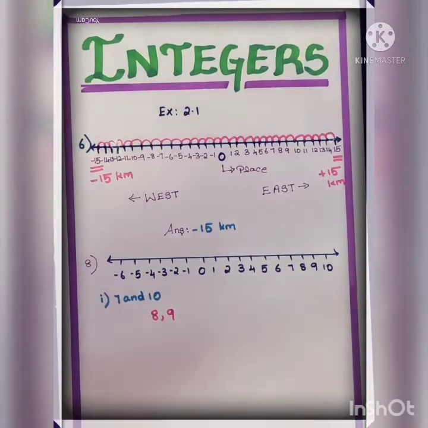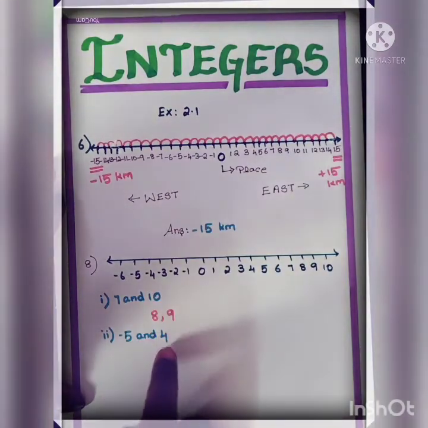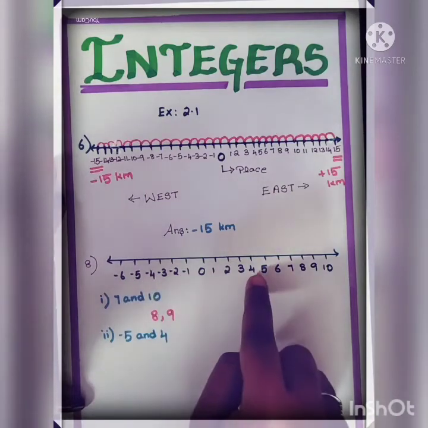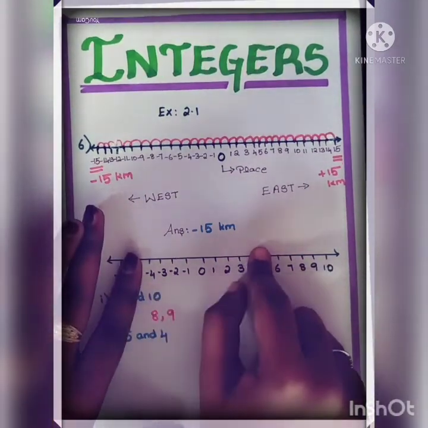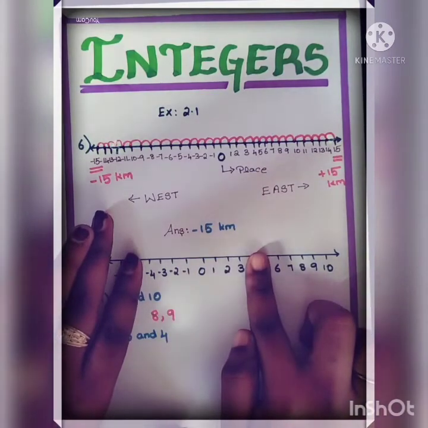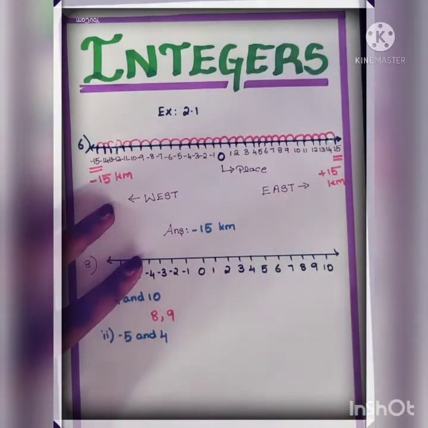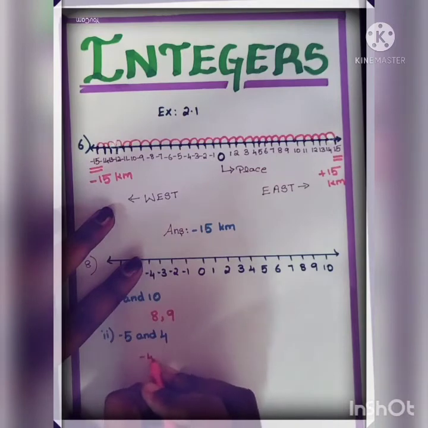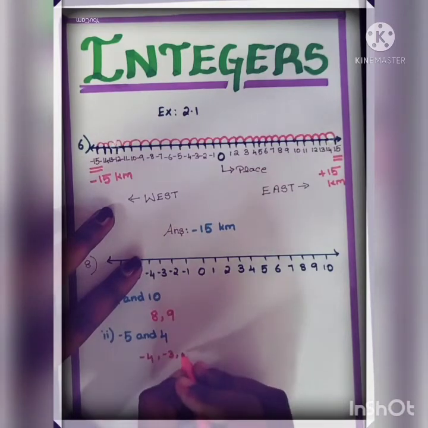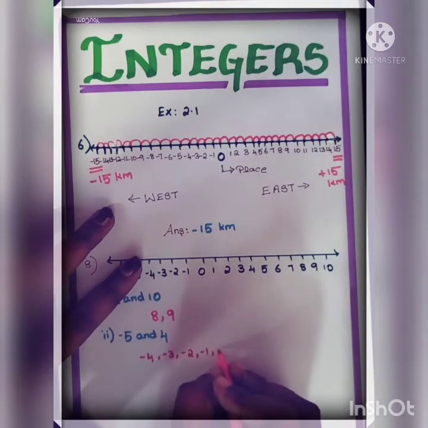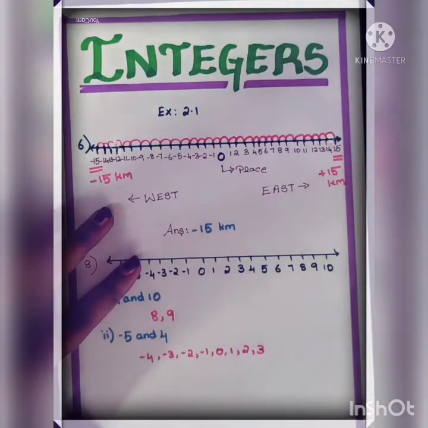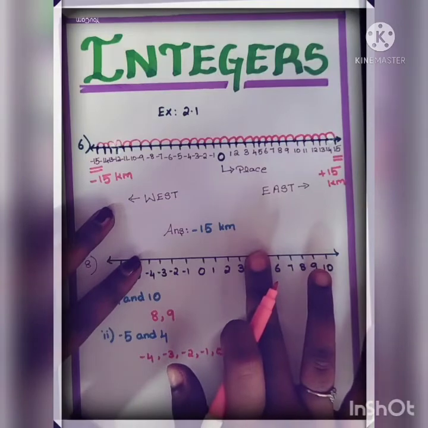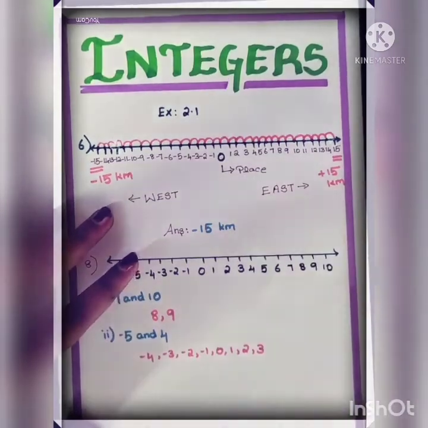The second subdivision, we are asked to find the integers between minus 5 and 4. Minus 5 is on the left side of the number line and 4 is on the right side of the number line. Between these two integers, we have minus 4, minus 3, minus 2, minus 1, 0, 1, 2 and 3. So these are the integers between the given two numbers.